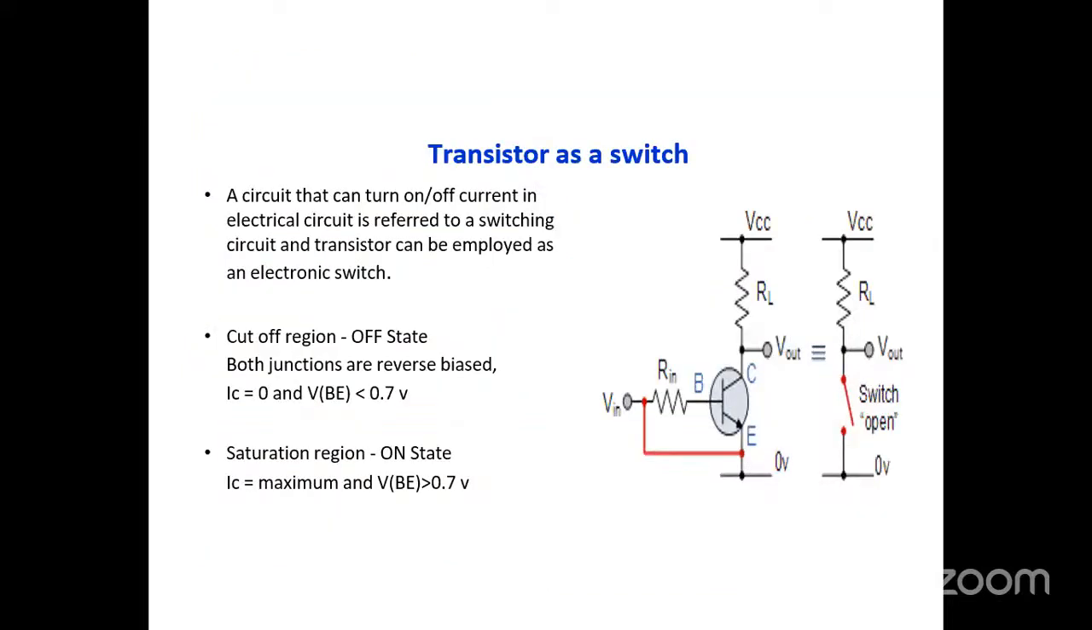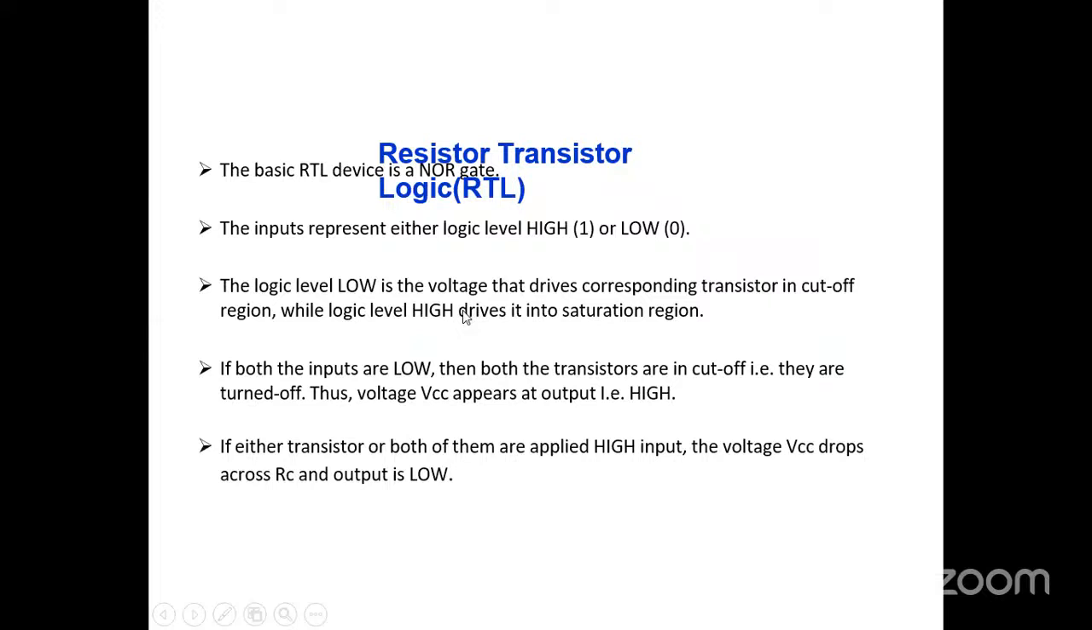Now the transistor as a switch. So transistor as a switch, here again, not to discuss this here. The basic RTL is a NOR gate. Input represents the logic levels high and low, and low voltage drives the corresponding transistor into the cutoff region, while logic level high drives it into the saturation region. If both inputs are low, then both the transistors are cut off. They are turned off. So thus the voltage which appears at the output is high.